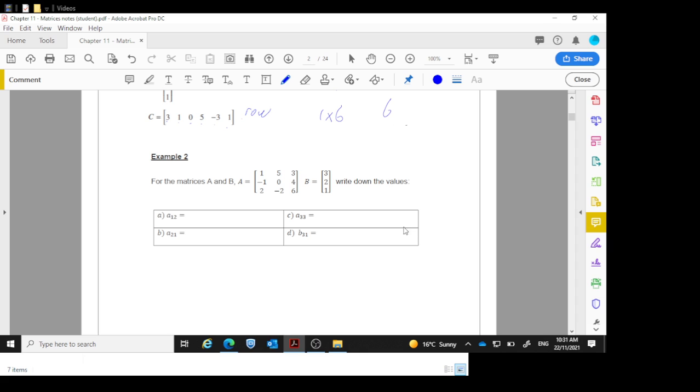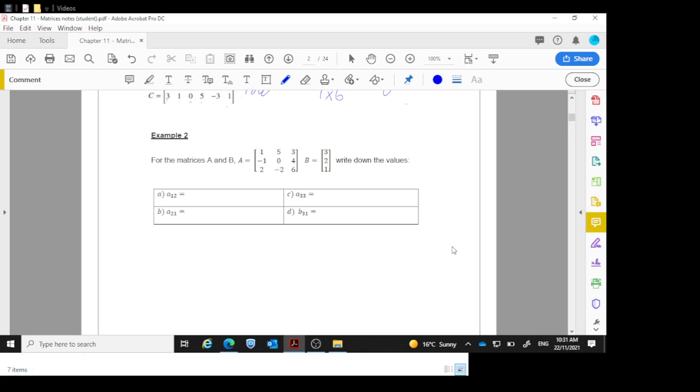Example 2, for the matrices A and B, write down the values. So we have to look. This one is A, which means it belongs to matrix A. Row 1, column 2 is number 5. A2, so row 2, column 1, -1. A3, third row, third column is number 6. This is B, so we must go to matrix B, third row, column 1. Third row, column 1 is number 1.